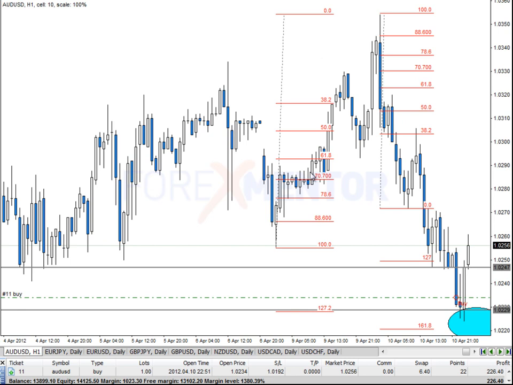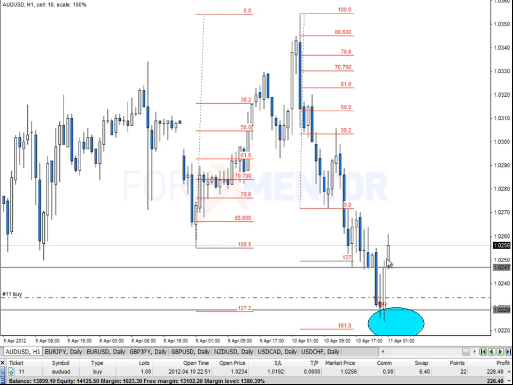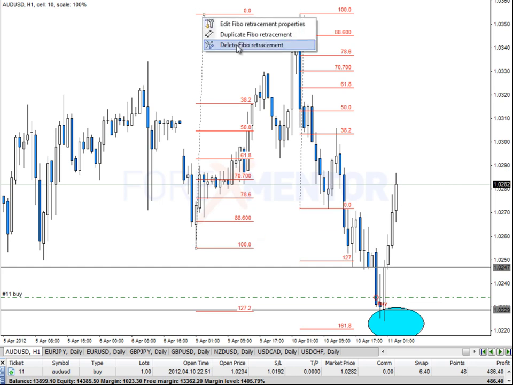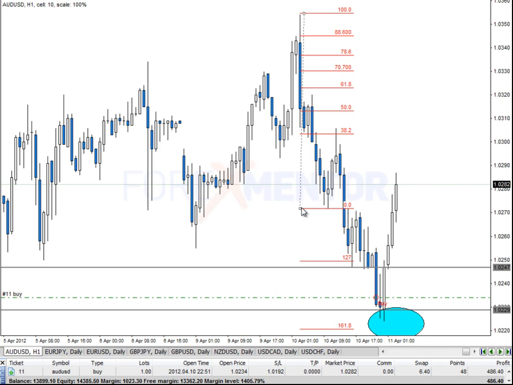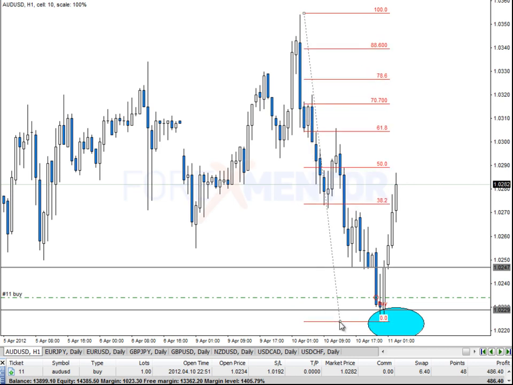Let's just move this up here. Okay, so we've closed above that. That's good. That's a good sign. Just step this forward. Now we're starting to rally. Now what I'm going to do is I'm just going to get rid of these fibs on here, and I'm going to drop this fib tool down, because I want to see where we are in terms of the fibs.